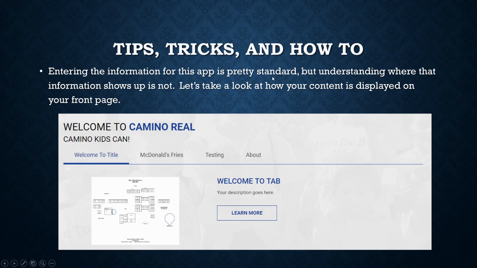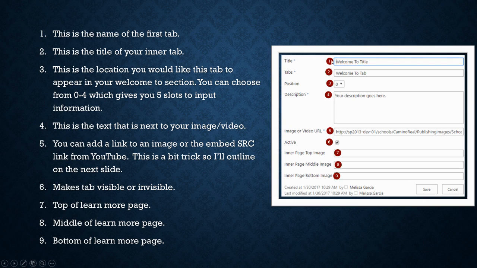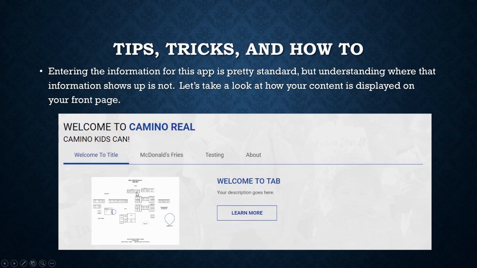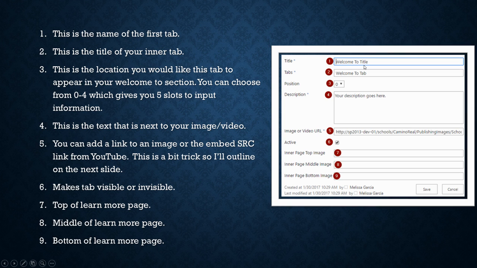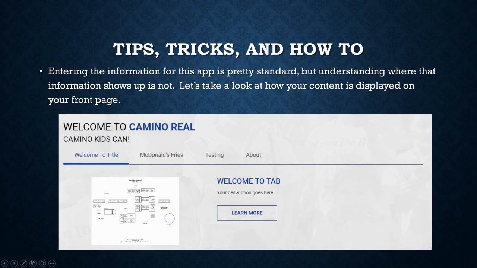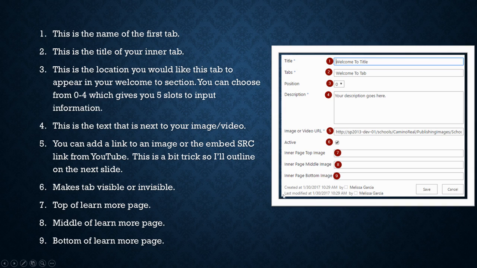So let's take a look at how your content is displayed on the front page. So we have 1 through 9. I just explained the titles and the tabs. Again, this section right here is the top part, so the title, and the next one is the Welcome To tab. And the picture goes directly from my example right here. So right here you have Welcome To title, and on here I have Welcome To title. Welcome To tab, and that's the Welcome To tab. And where it says your description goes here, that's where it goes right there, your description.